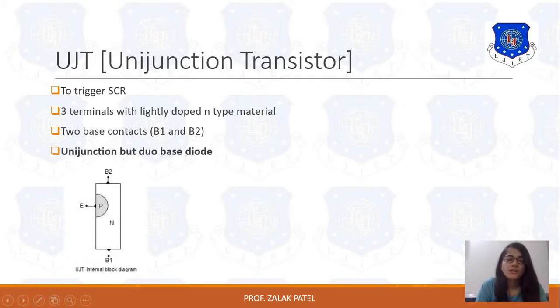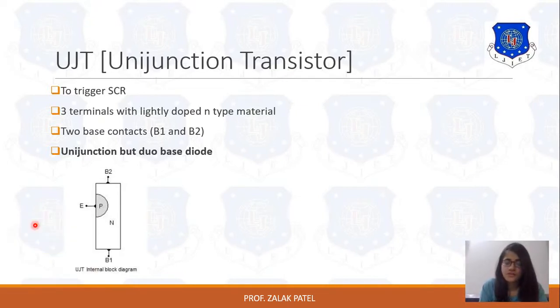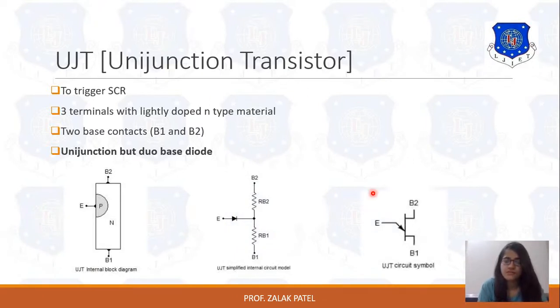Here only one PN junction is present, that's why it is called a unijunction transistor, and here 2 base contacts are there, that's why it is called a duo base diode. So the circuit symbol is like this: UJT, emitter, base 1 and base 2, 2 base diodes, that's why it is called a duo base diode. This is the equivalent circuit of UJT that is used to calculate the voltage across each resistance that we discussed.